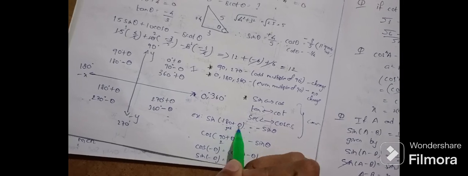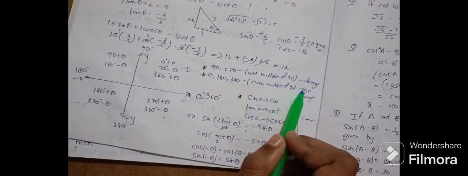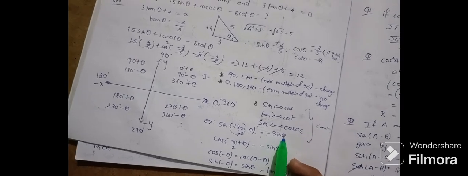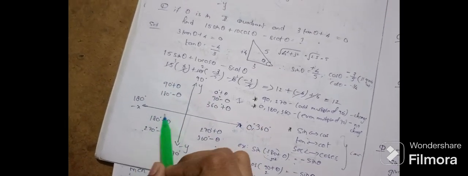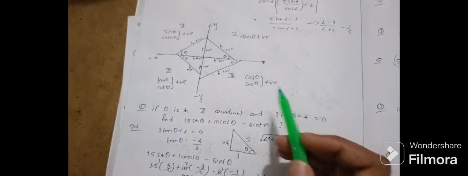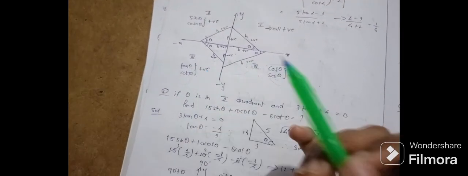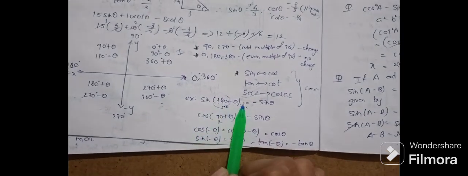Sin 180 plus theta. 180 is an even multiple, right? So for an even multiple, there will be no change. So sin theta will remain the same. Whereas coming to the sign, here 180 plus theta lies in which quadrant? In the third quadrant. In the third quadrant, we know that only tan and cot theta will remain positive. But here they have asked for sin theta. The sin theta will be negative.